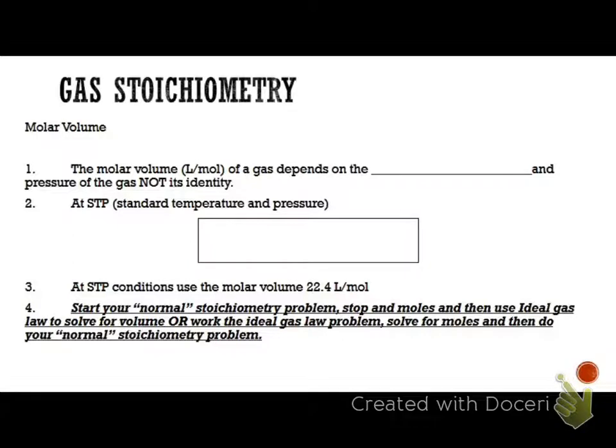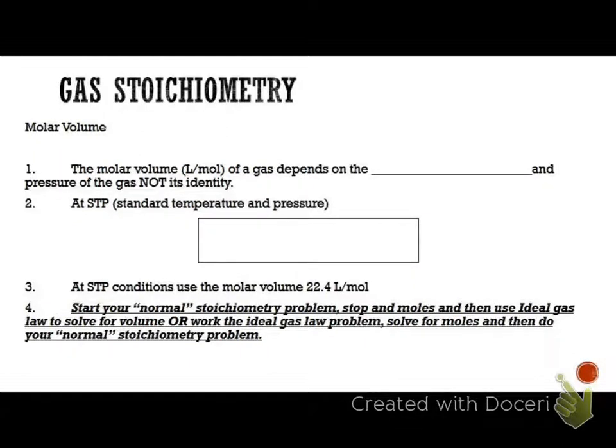Okay, so for gas stoichiometry, we've already done a little bit of this on the worksheet that you picked back up today with the density and molar mass of a gas. So that's going to show up again today on your worksheet. We also already saw the molar volume of a gas, the 22.4 liters per mole.